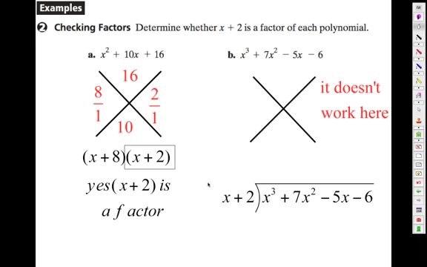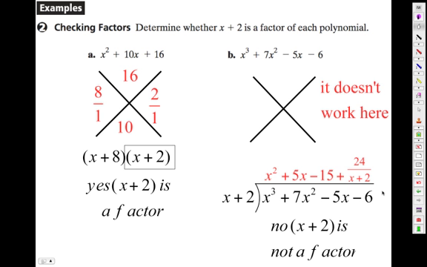Now when you divided, this is what I got. Now notice that you ended up with a remainder. Now since you have a remainder, that means that it's not a factor. It doesn't go in evenly. So you would conclude that x plus 2 is not a factor.